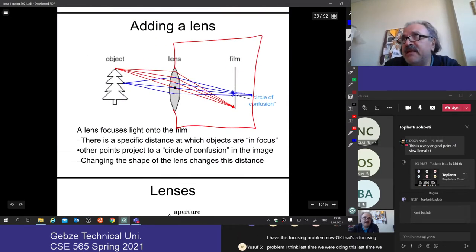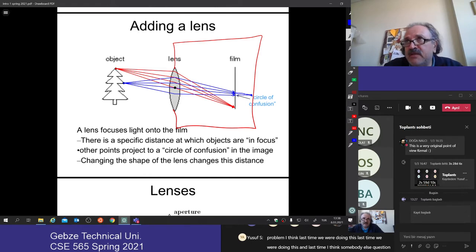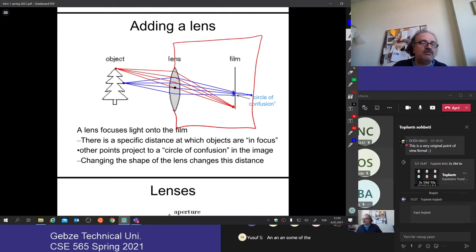I think last time we were doing this, somebody asked a question about whether we can use this effect to guess the depth of an object from the camera. The answer was yes. It was called depth from focus or depth from defocus, and it's an active area of computer vision. Some of the cameras use this idea to make a focused image of a scene.